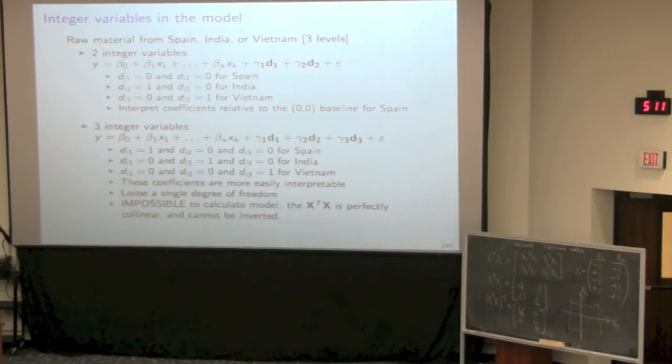We have to code our variables a little bit more carefully, and this is the way that you do it. You can set, for example, D1 equals 0, D2 equals 0, which corresponds to Spain. Change just D1 from 0 to 1 and leave D2 at 0, and that codes for India. And then we can code Vietnam by leaving D1 back at 0, but changing D2 to 1. That codes for Vietnam.